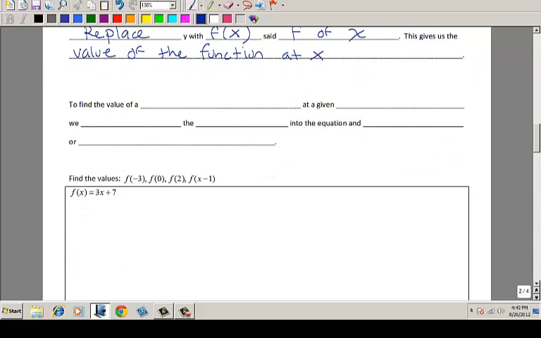To find the value of a function at a given number, or let's say variable or expression, we substitute that number or variable into the equation and evaluate or simplify. Let's try that again. Evaluate or simplify.